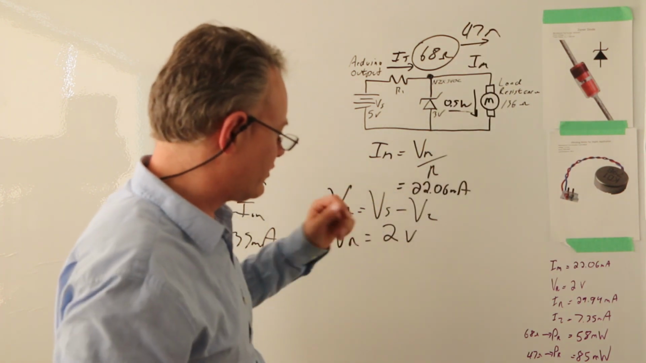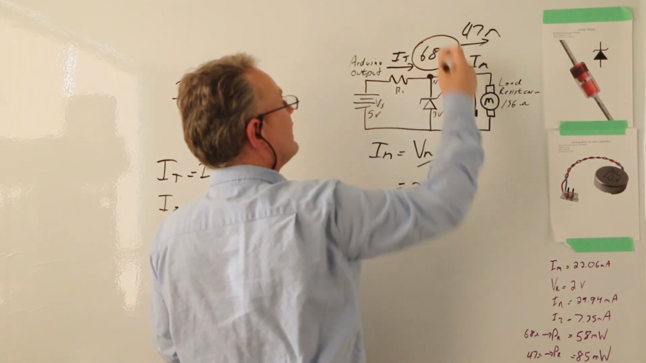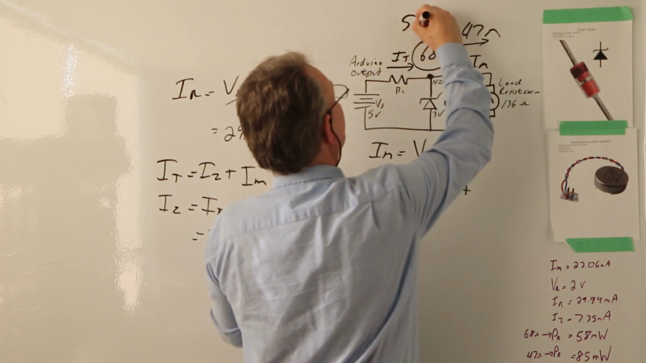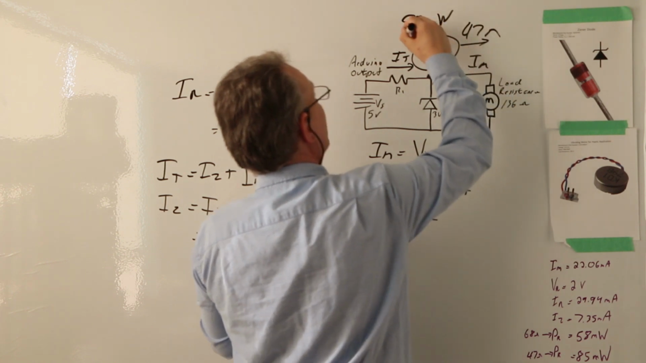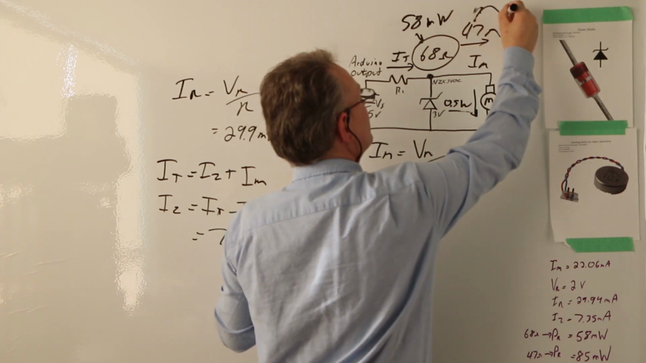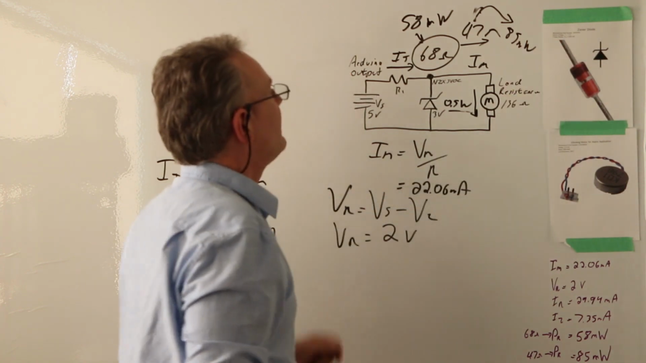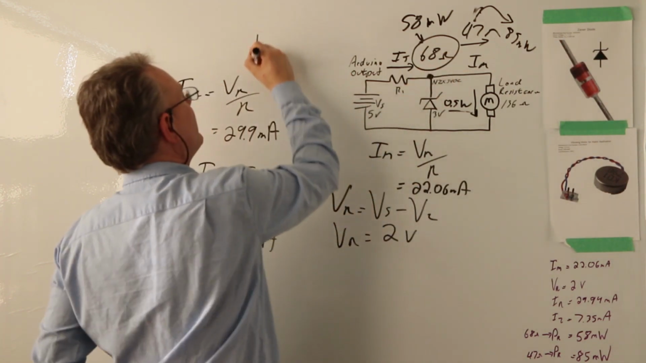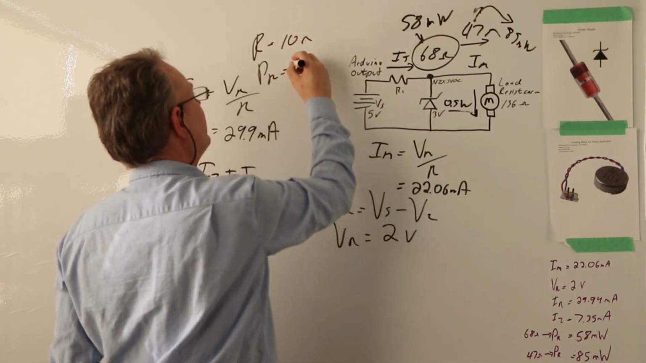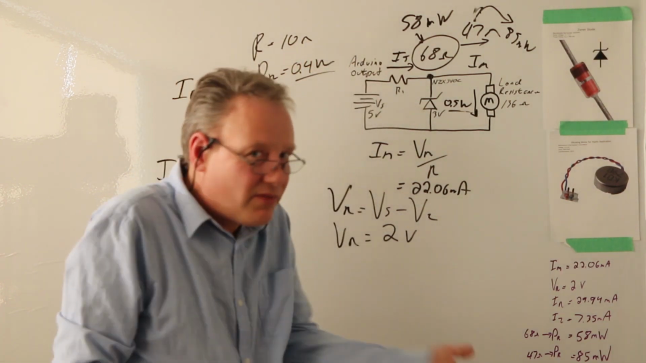But I did do some calculations over here. If I use a 68 ohm resistor, then the power that was actually coming out of this, it's actually pretty small, is 58 milliwatts. That's at 68 ohms. Now at 47 ohms, it was 85 milliwatts. And if I actually made this a 10 ohm resistor, if R equaled 10 ohms, PR would be 0.4 watts. So you get almost half a watt, which is still not bad.